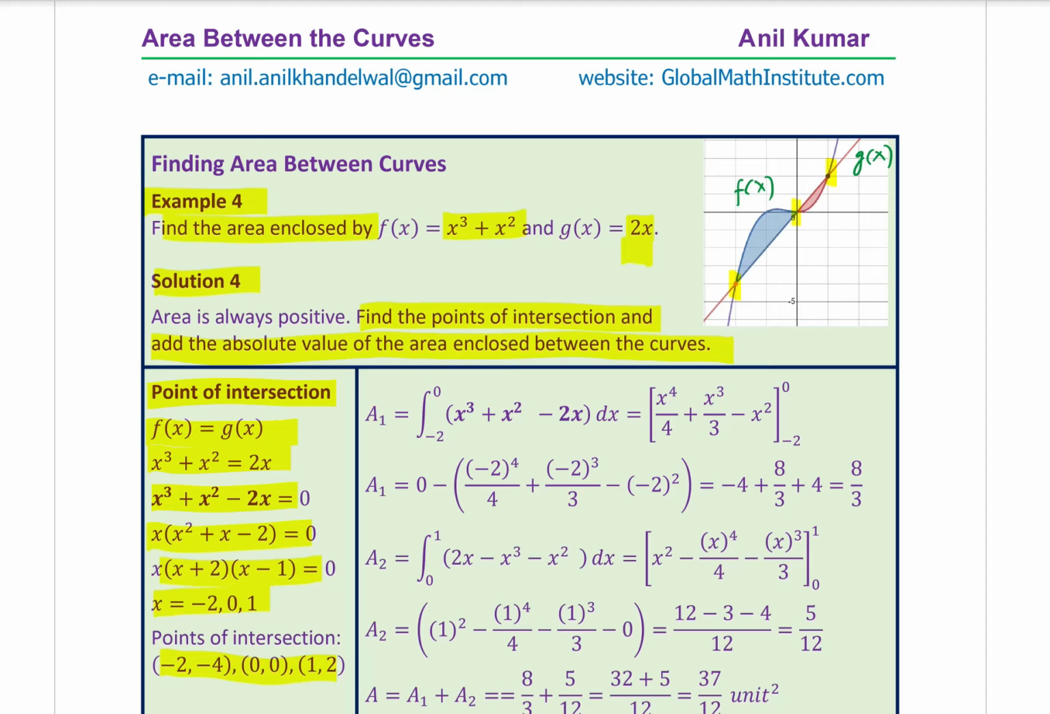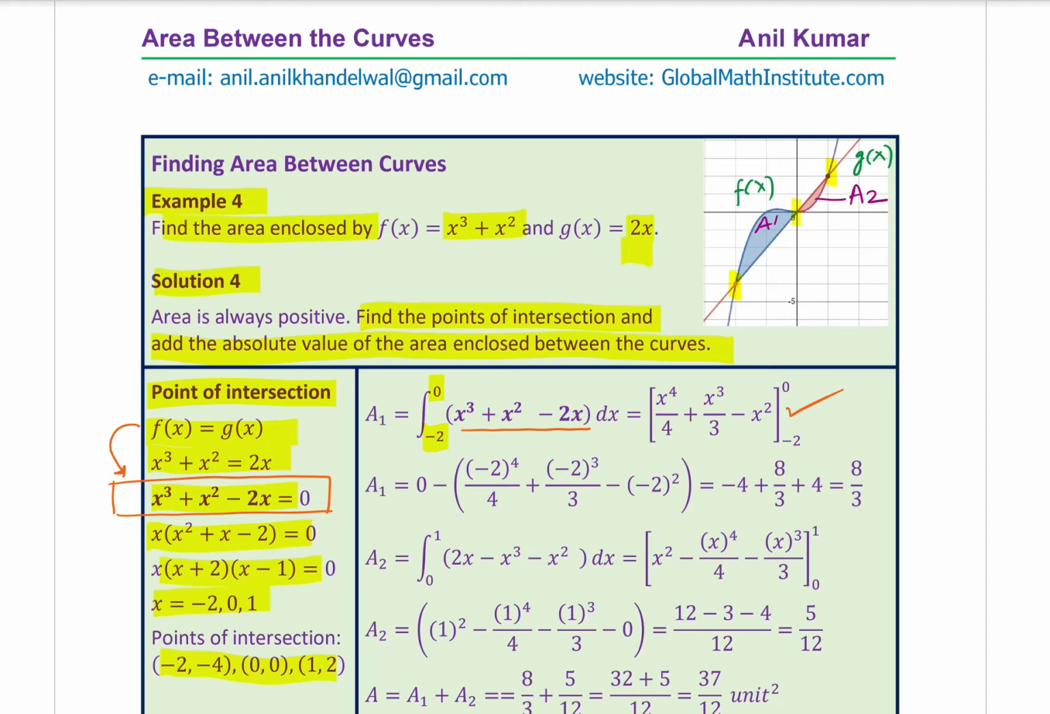Perfect. Now it is a question of finding the area. So let's find the area in two parts. We'll find the area of the first region, we'll call this A1, and then we'll find this area which we'll call A2. So when you want to find area 1, we're looking into the interval from minus 2 to 0. And we already have a simplified version of f of x minus g of x, which is x cubed plus x squared minus 2x, right? So that is a simplified version. So we will integrate the same between the given limits. So the definite integral is as shown here.